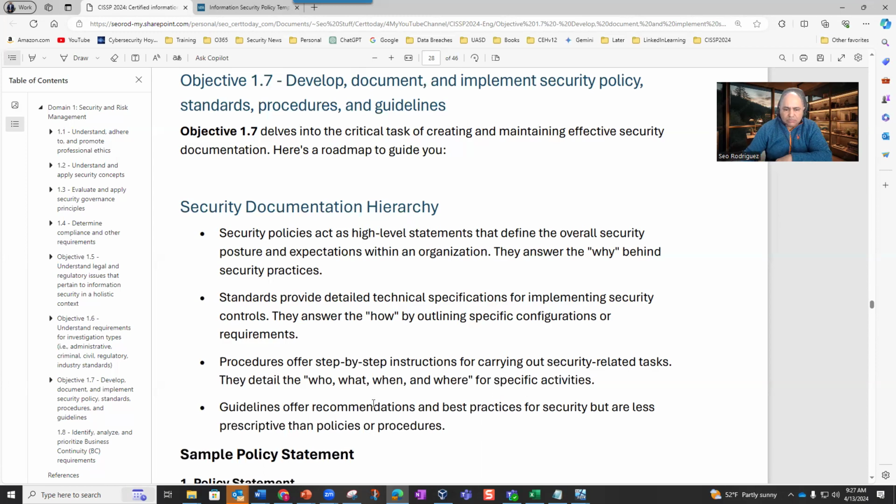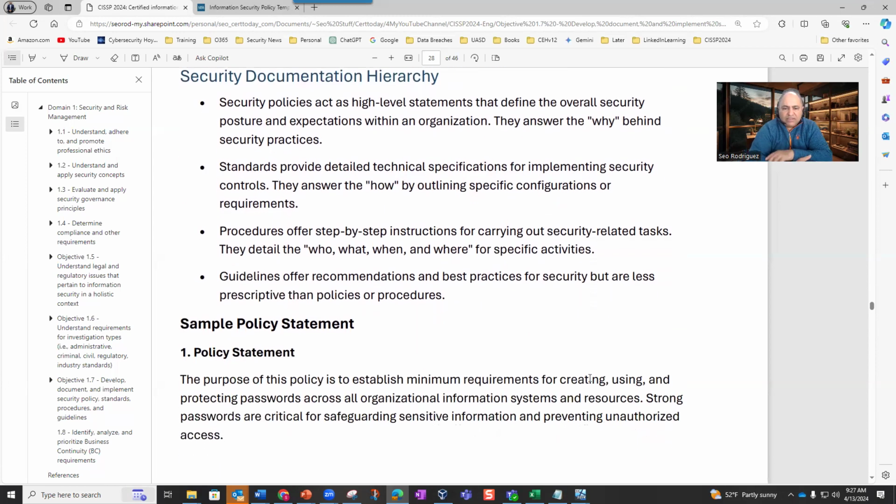Procedures offer step-by-step instructions for carrying out security-related tasks. They detail the who, what, when, and where for specific activities. And guidelines offer recommendations and best practices for security, but are less prescriptive than policies or procedures.